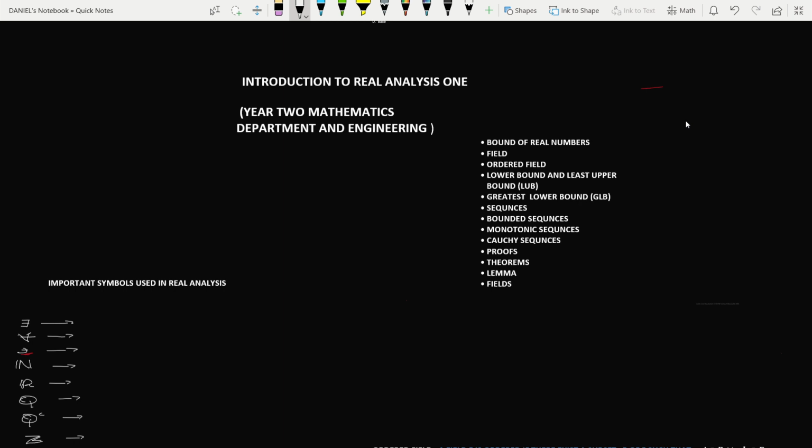In this video, the video is split into various parts. The first part is the bound of real numbers. As you can see, in this part we're dealing with field, the order field, the least upper bound, and the greatest lower bound. The second part of this video will be treating sequences.